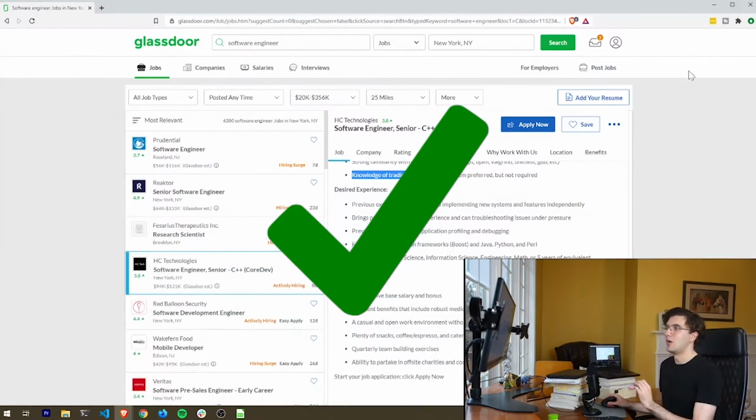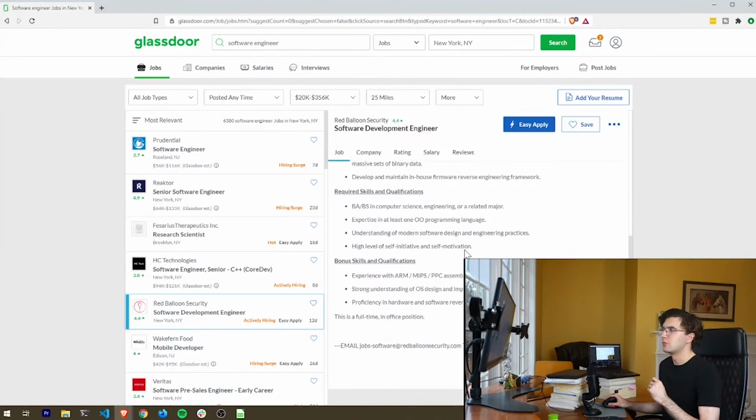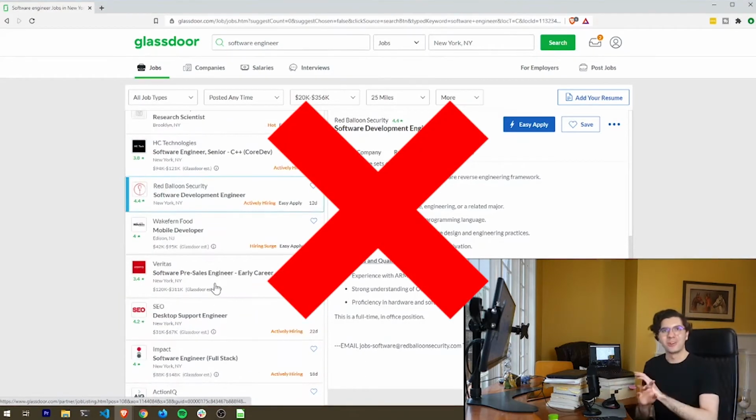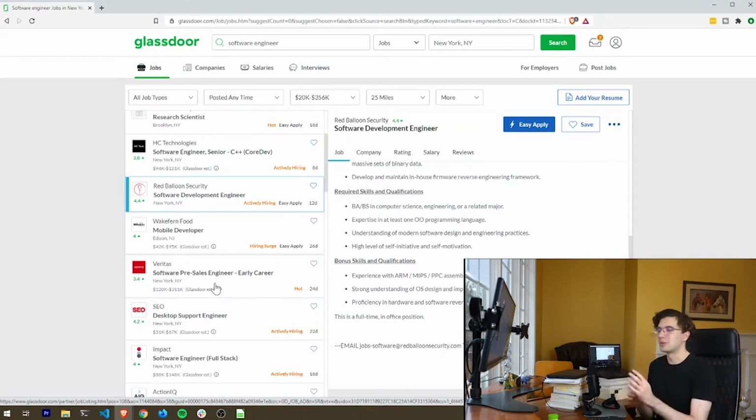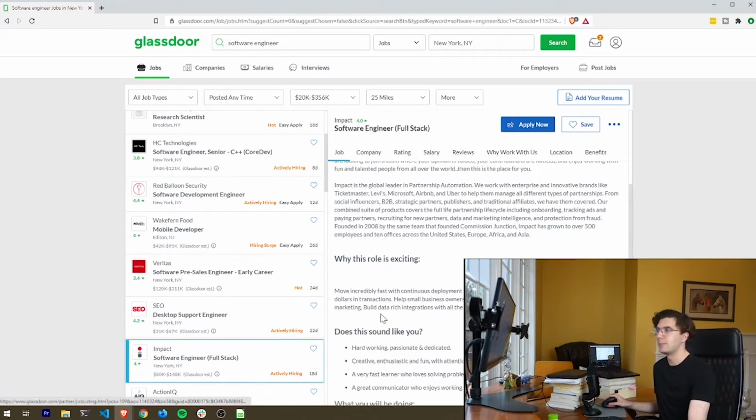But let's continue on here. So software development engineer, what do we want here? Job description, required skills, a computer science degree, experience in an object-oriented programming language. Okay, so nothing here. Let's look at one more because I don't want to drag this out. This is more just to confirm that I thought you didn't have to, because I don't in my daily job. So it looks like for the most part I'm right here, but let's just pick a random one. Let's look at a full stack software engineer here at Impact.